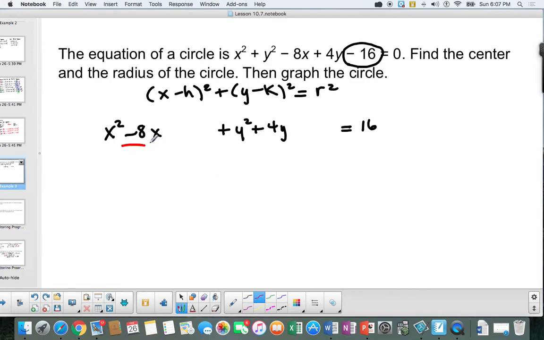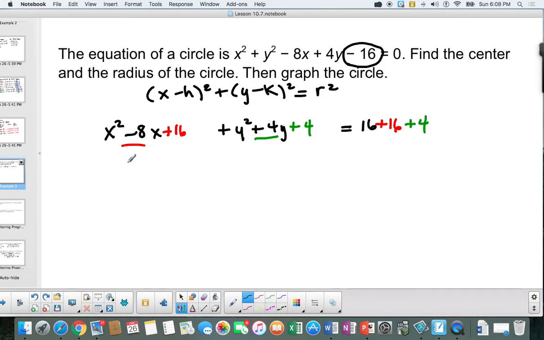I'm going to take half of this number, which is negative 4, square it, and that'll be plus 16. But if I add a 16 to this side, I must add a 16 to this side. Now I'm going to take half of this number, which is 2, square it, and that's going to be plus 4. But if I add a 4 here, I must add a 4 here.